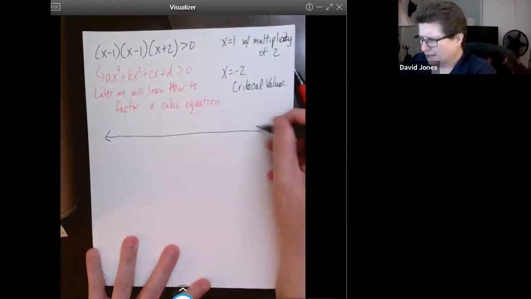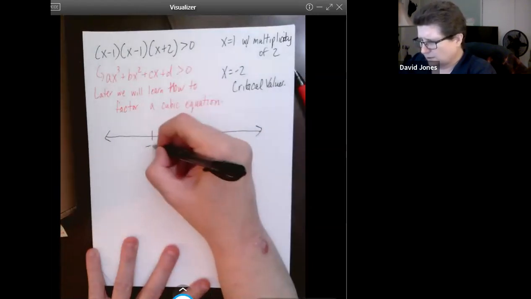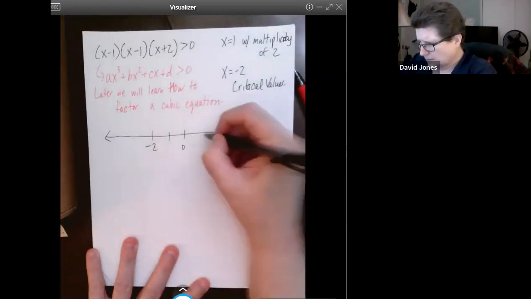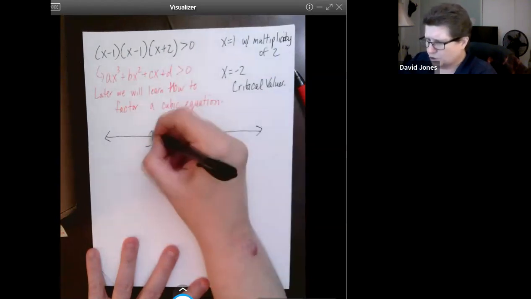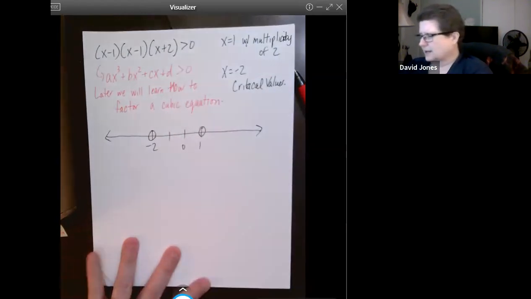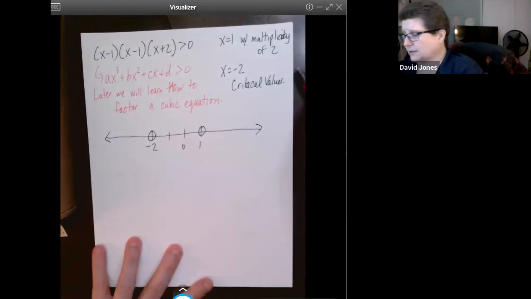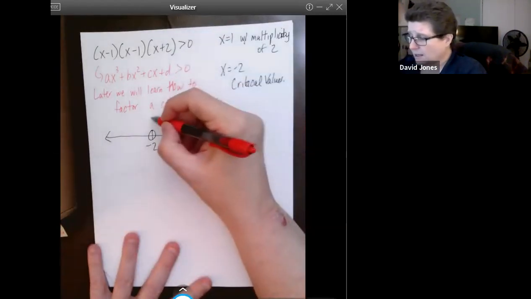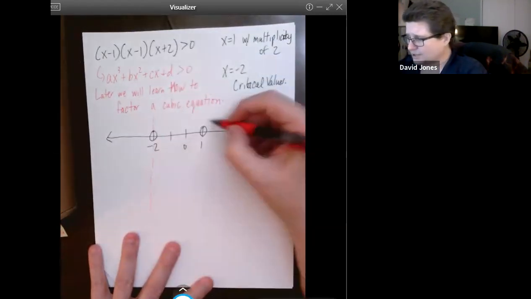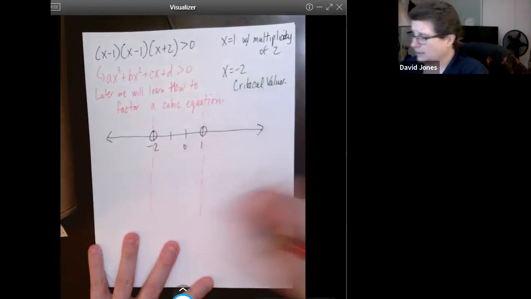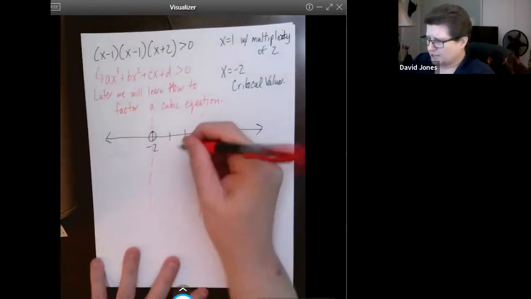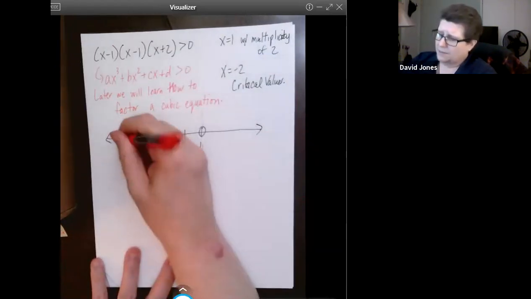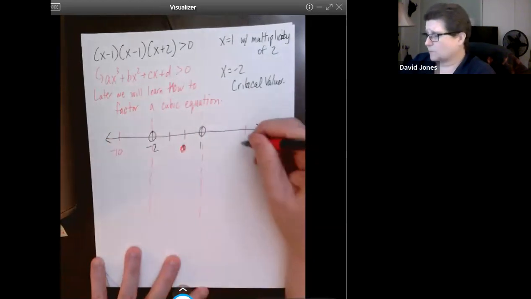My critical values are at negative 2 and 1. I'll put a circle on them. I don't include either, so they are hollow. And I'll test each region. 0 makes a good test case. Maybe negative 10 and positive 10.